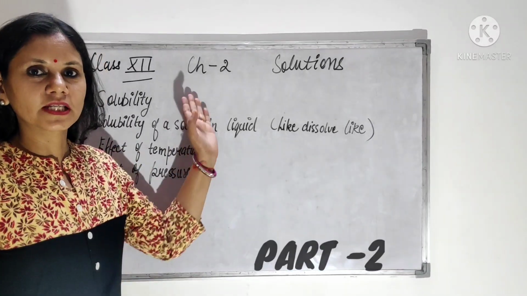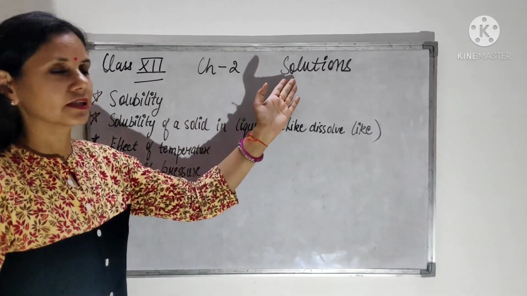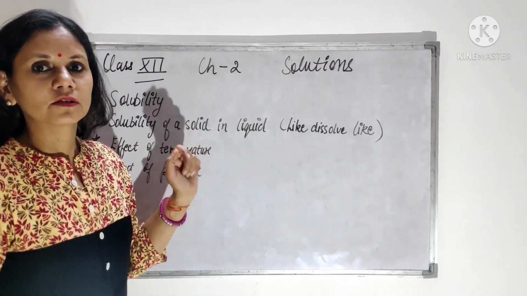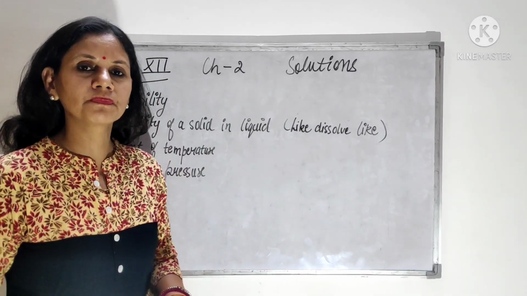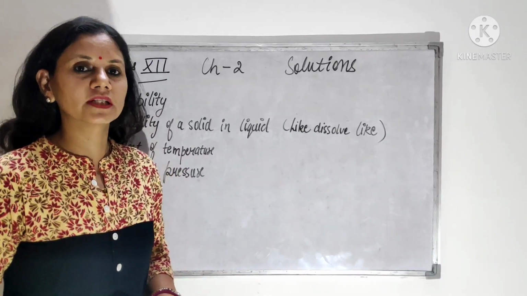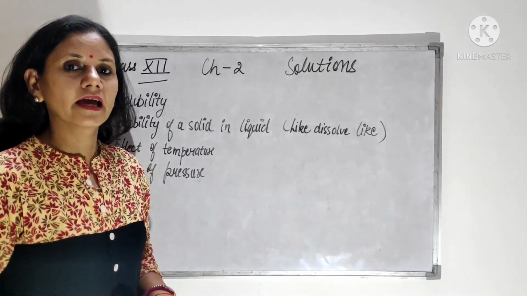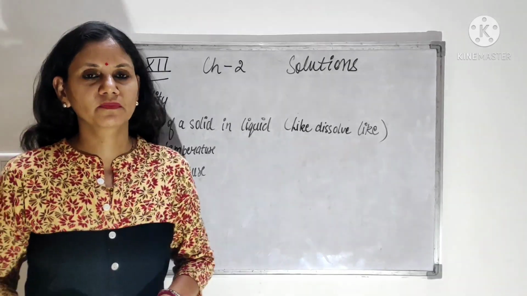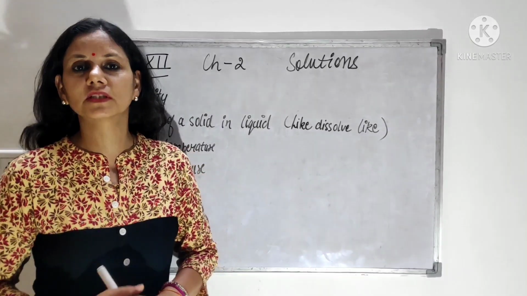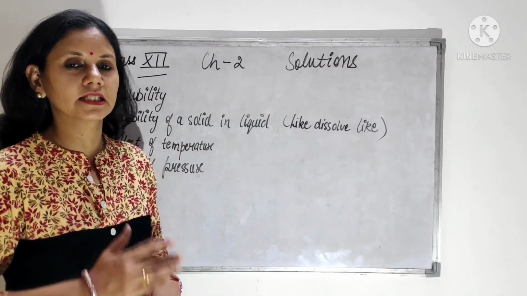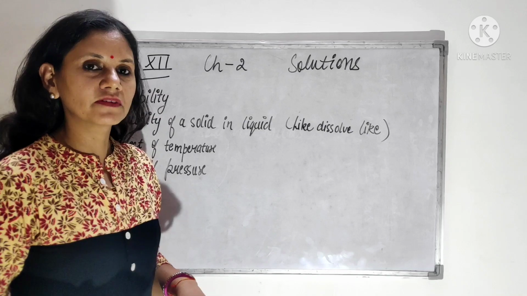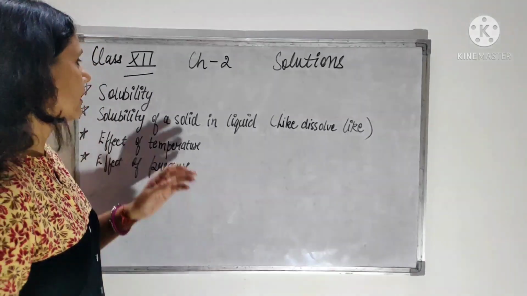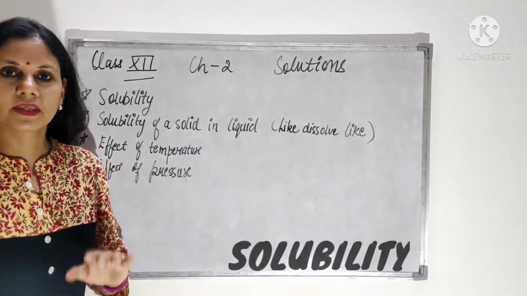Now I am giving you the second lesson of chapter 2, Solutions. We had discussed earlier about the solutions, how solutions form, and about solute and solvent. Then we discussed the concentration measures and the different types of solutions, such as gaseous, liquid and solid solutions. After that, today I am going to discuss solubility.